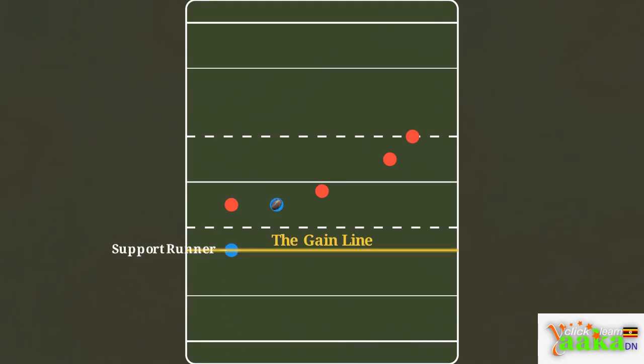To keep winning ground, a carrier needs a support runner trailing close behind. If the carrier is tackled, that teammate is there to immediately recycle the ball and keep the attack moving. Think of this as a chain. If the support runner is too far away, the link breaks and the opponent can easily take possession.